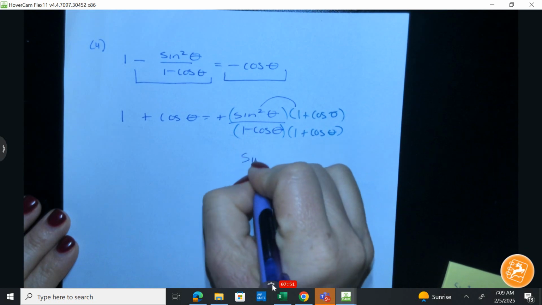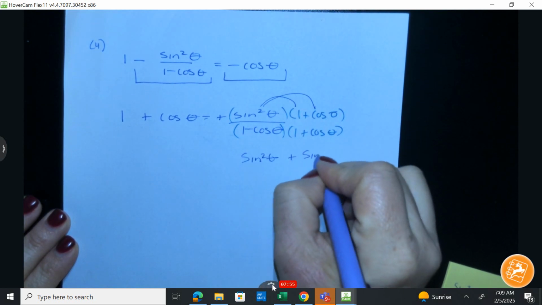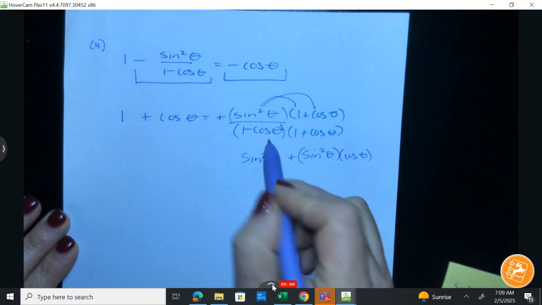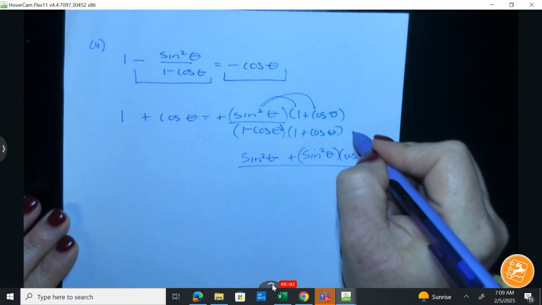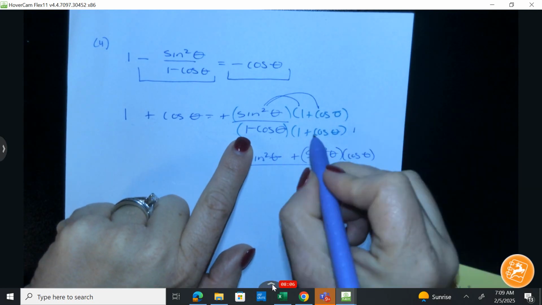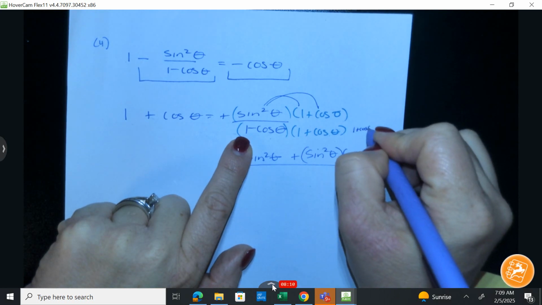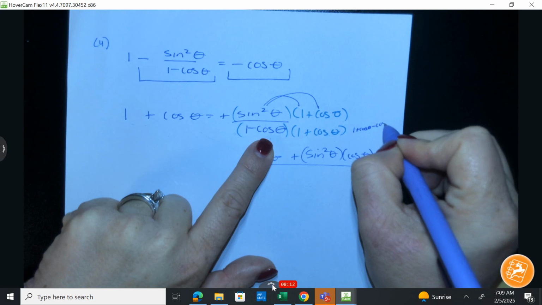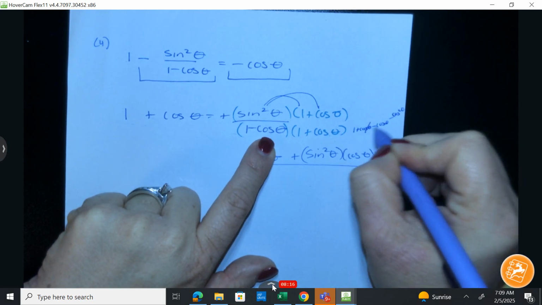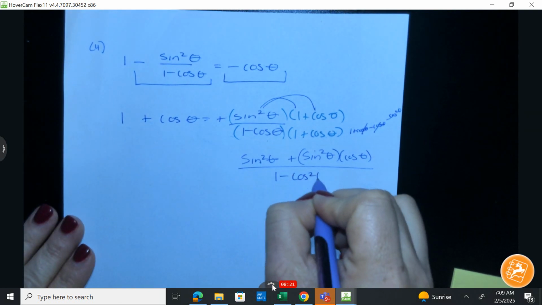So on top, I have sine squared theta plus sine squared theta times cosine theta. Now in the denominator, I'm going to come off to the side and FOIL this. I multiply the fronts, and I get 1. And then I'm foiling, so then I multiply the outsides and I get a positive cosine theta. The inside is a negative cosine theta, and the last is a negative cosine squared theta. So those two middle terms cancel out, and I'm left with 1 minus cosine squared theta.